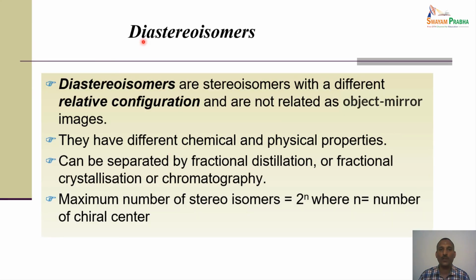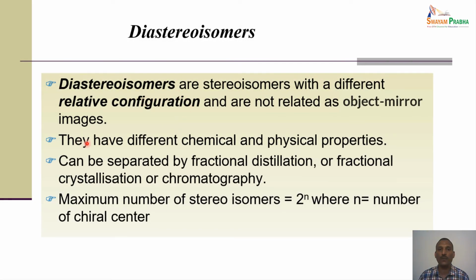Let us move on to the next one, which is the diastereomer. The major difference between enantiomers and diastereomers is that diastereomers are stereoisomers with a different relative configuration and are not related by an object-mirror image relationship. In the case of enantiomers, they have an object-mirror image relationship, but they are non-superimposable. In the case of diastereomers, they are non-superimposable and they are also not mirror images. So these are the two differences between diastereomers and enantiomers.